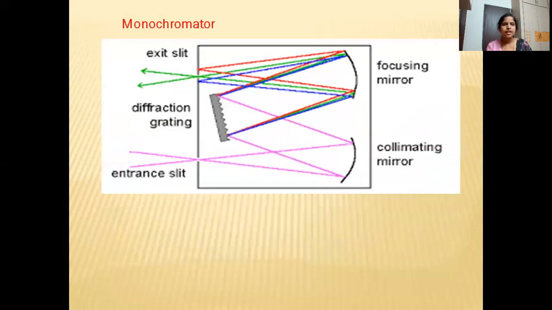Here in the next diagram, you can see the entrance slit, that is, where the light falls on the monochromator and enters. We have a collimating mirror, which reflects the light, and then it falls on the diffraction grating, that is, prism or filters. They cut down all the other wavelengths. Only the particular wavelength of light is selected, and that light is focused on the mirror, and from there it comes out through an exit slit. So all these components come under the monochromator.